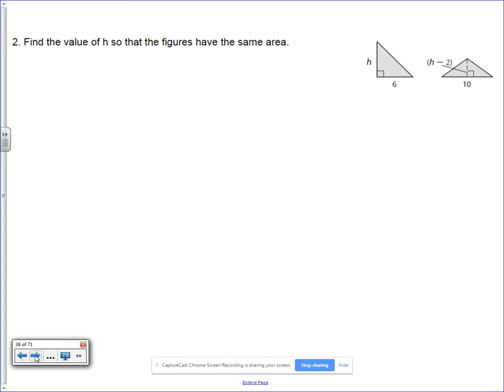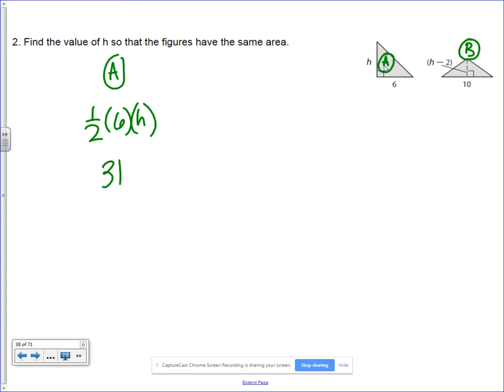Find the value of h so that each of the figures have the same area. Well, these figures are triangles. To find the area of a triangle, you do 1/2 base times height. So let's call this triangle A, and let's call this triangle B, and we'll start with triangle A. 1/2 base times height. So half of 6 is 3. So this is really 3h.